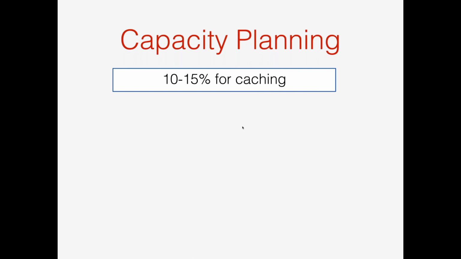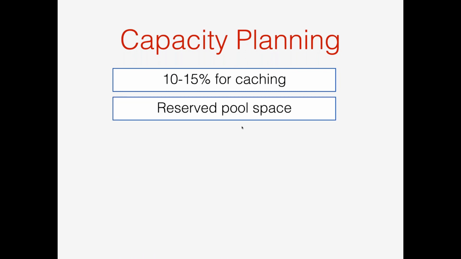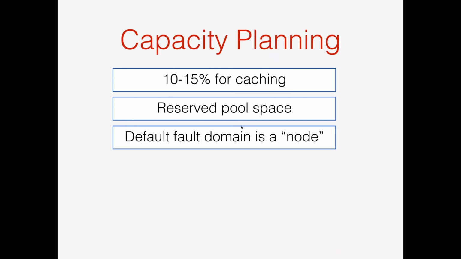Now you want to set aside 10 to 15% of your overall volume for caching, and that's space that you won't be able to use for actual storage. You want to also reserve some space in your pool so that Storage Spaces can do its automatic rebuild. So another improvement over Storage Spaces is that if you have a failed drive, replacing a drive, setting one up, and adding it in is really easy, especially if you have a bit of extra space in reserve.